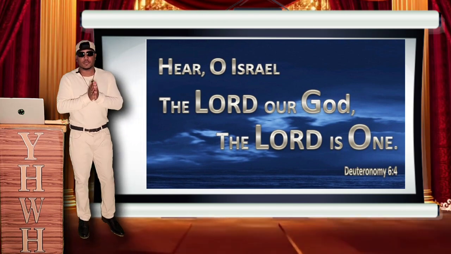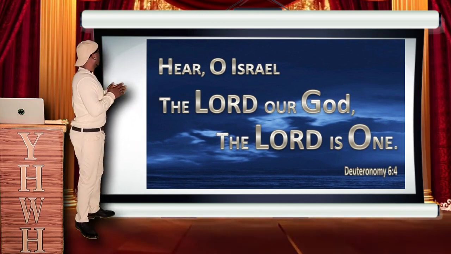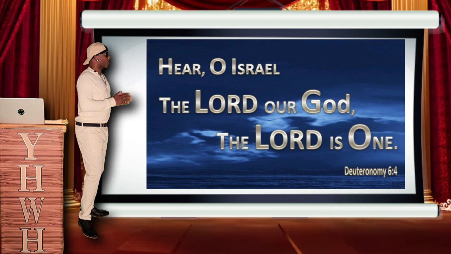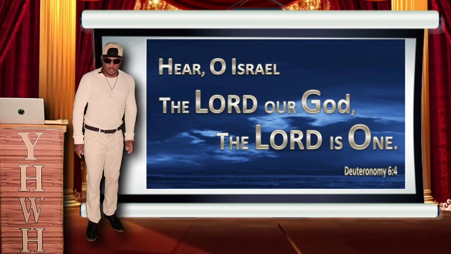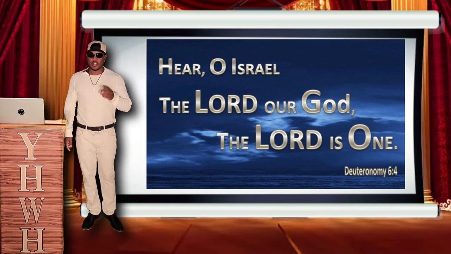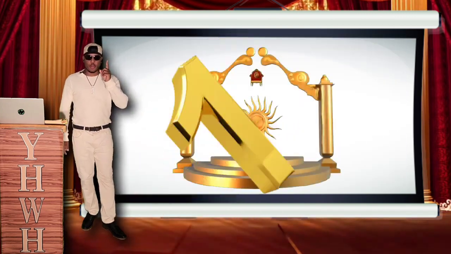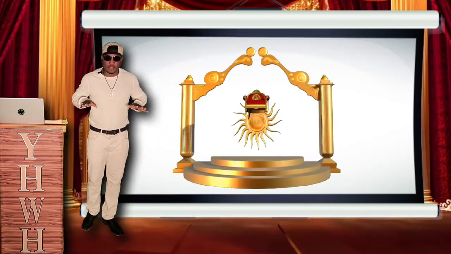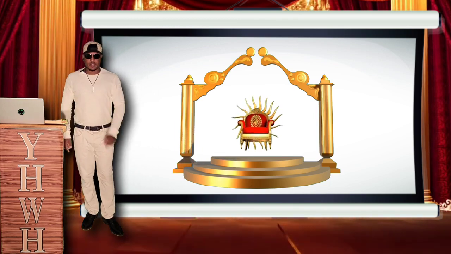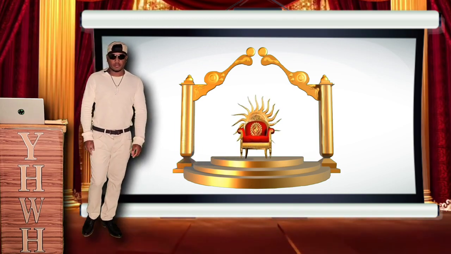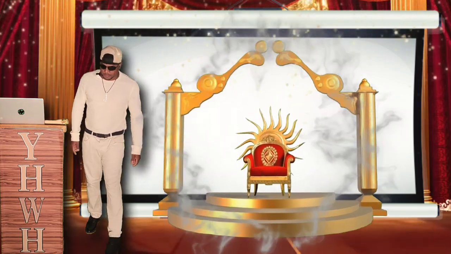Deuteronomy 6:4. Hear, O Israel, the Lord our God, the Lord is one, not two, not three, not 50, one. There's one throne that sits above the earth, and there's one being that sits upon that throne, Yah.